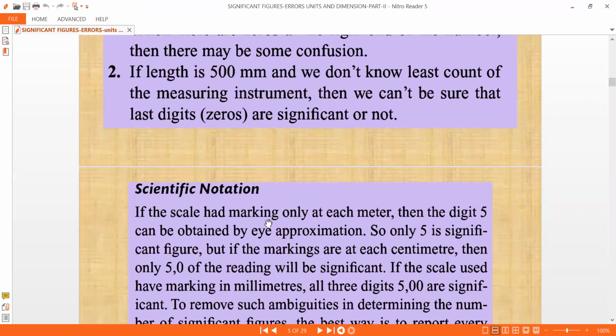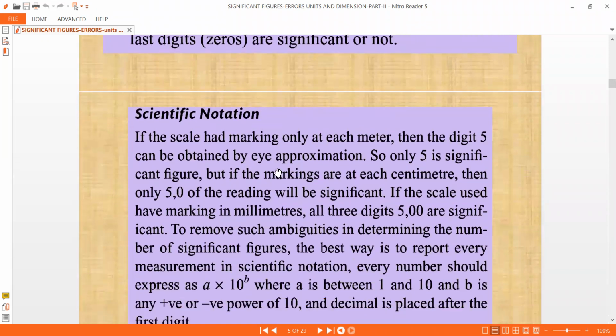And how good is your value? Significant figures is like how good is your value. And next, to avoid this, we have something called scientific notation.